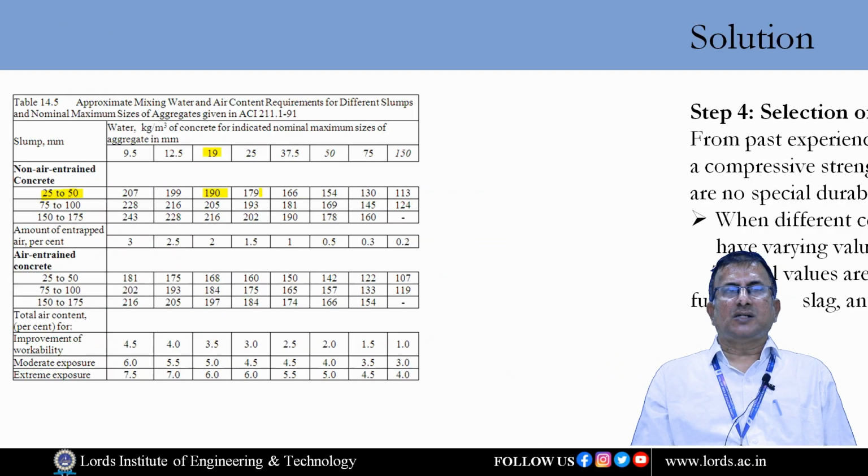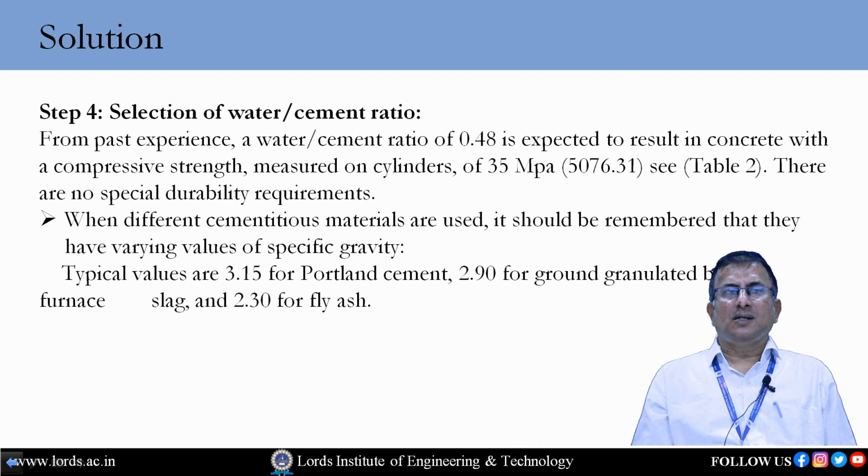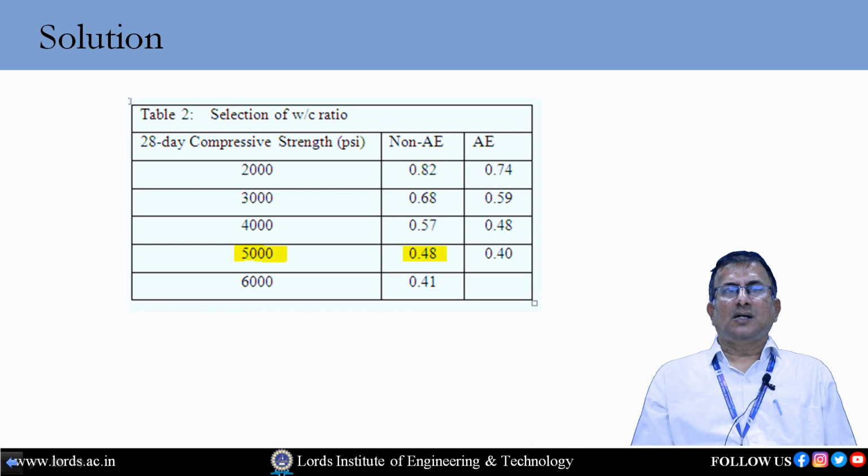Now here, selection of water cement ratio. Already we have discussed in the methodology that it is purely based on the compressive strength of the concrete. Now you refer to the table. Normally the specific gravity of Portland cement we take is 3.15, the specific gravity of blast slag is 2.90, and the specific gravity of fly ash we know from the code is 2.30. Now you see the tabular form. Here, selection of water cement ratio is for two conditions. One is non-air entrained concrete. Second one is air entrained concrete.